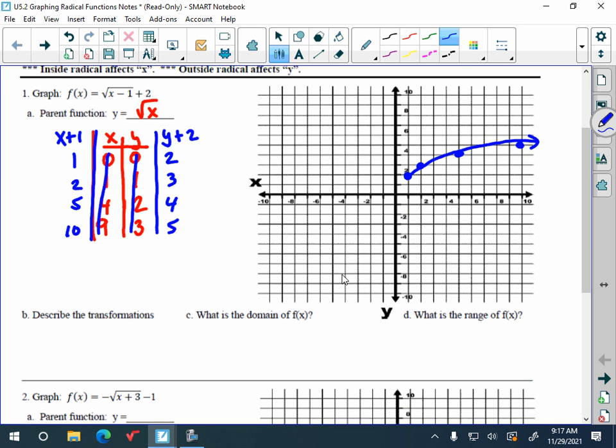All right, then we can apply or state the transformations that occurred from the parent function. All right, so it looks like we went right 1, up 2.